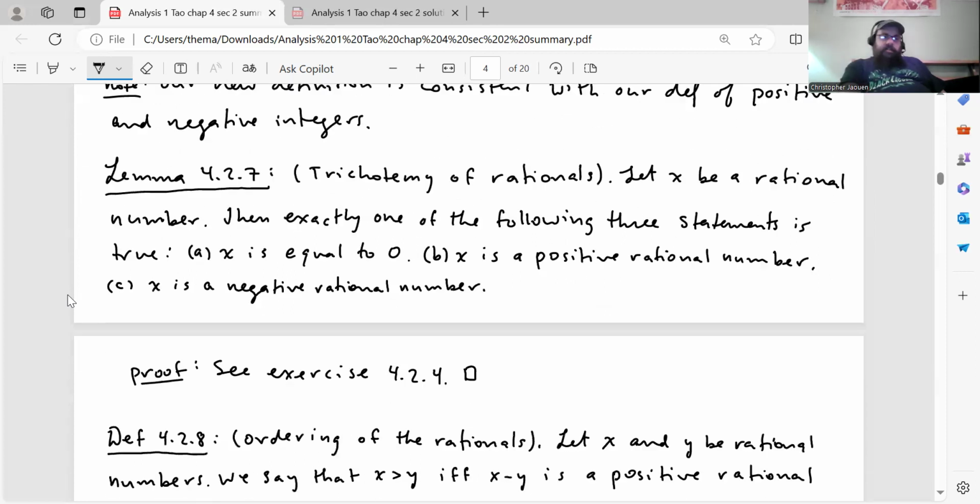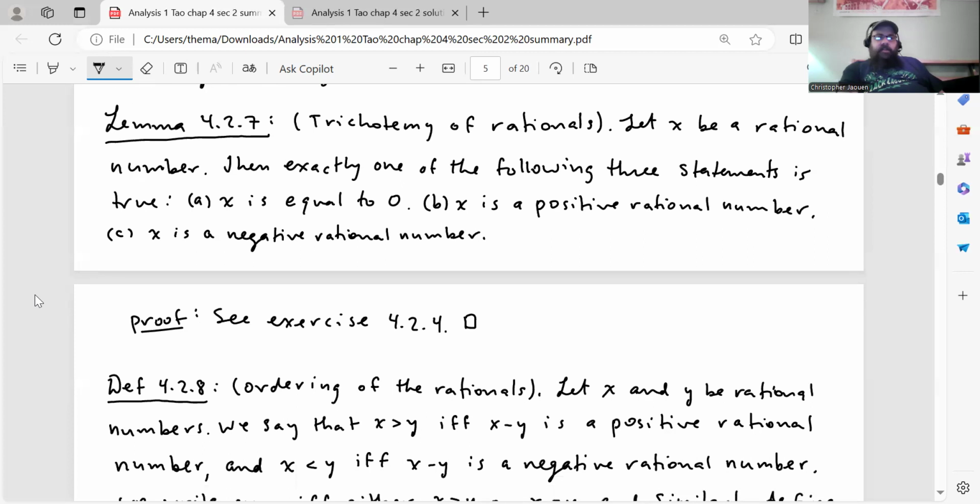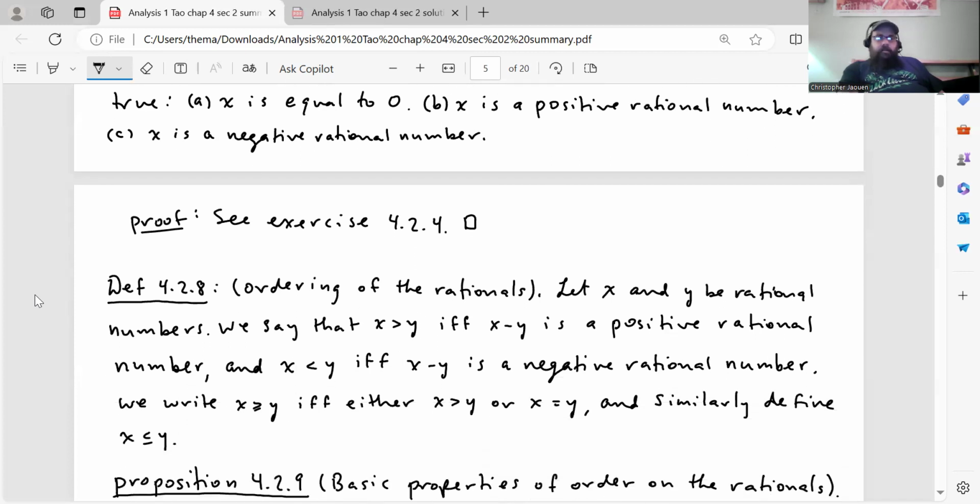Then we have a similar lemma of trichotomy, similar to the lemma that we had for the integers. We have that here also for the rationals. Let x be a rational number, then exactly one of the following three statements is true: x is equal to 0, x is a positive rational number, or x is a negative rational number. And we'll prove that in the exercise set, so we'll see that in the next video.